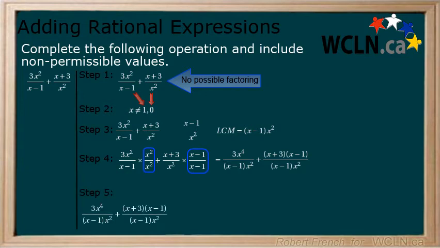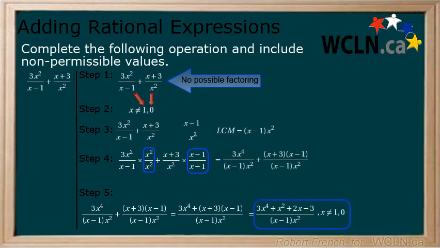Step 5. Here, we add our expressions together and then expand our brackets. There are no terms to combine or canceling that can occur in this example, so we add our non-permissible values from earlier to our final answer.